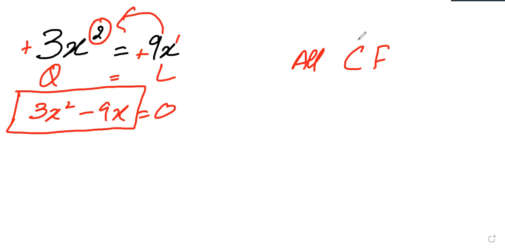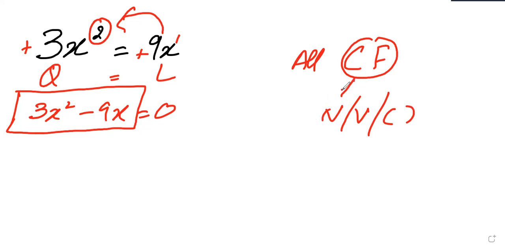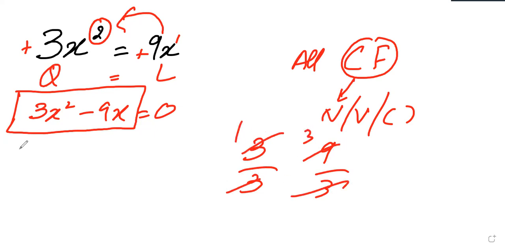In this method, we will try to find the common factor of number, common factor of variable, common factor of bracket. What does common factor mean? Common factor of number means a number which can divide 3 also and 9 also. We have 2 terms, so all common means we will find the common factor of both the terms. Is there any common factor of 3 and 9? Yes, it is 3, because 3 ones are 3 and 3 threes are 9.